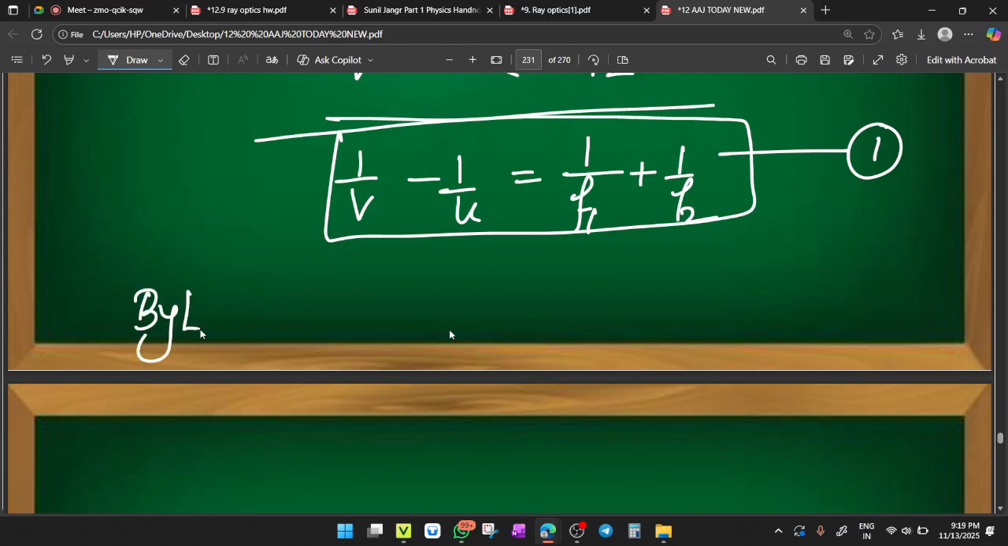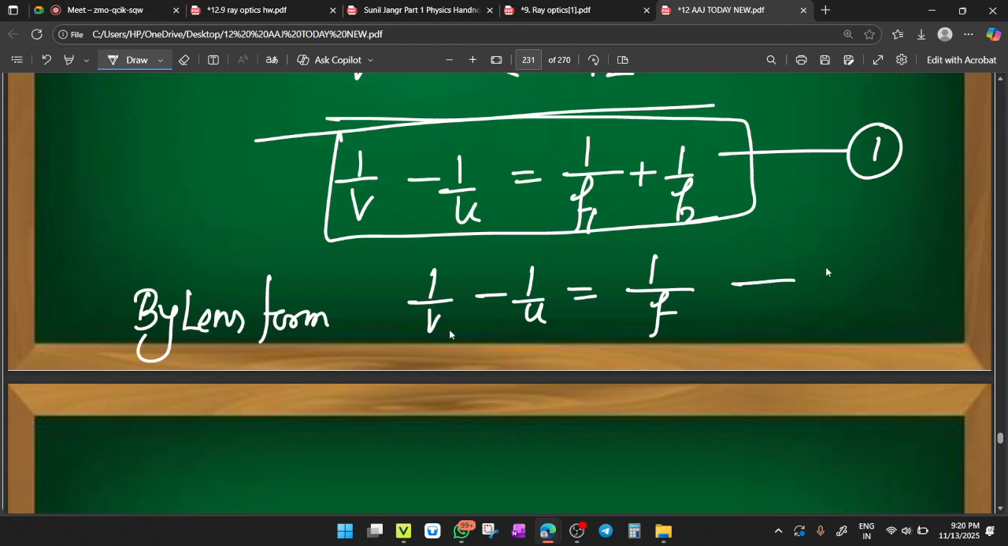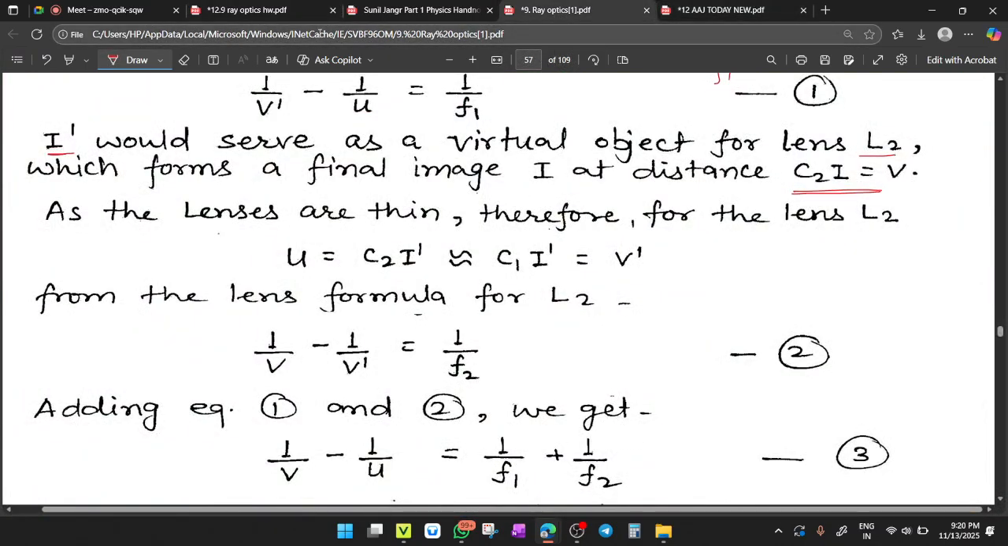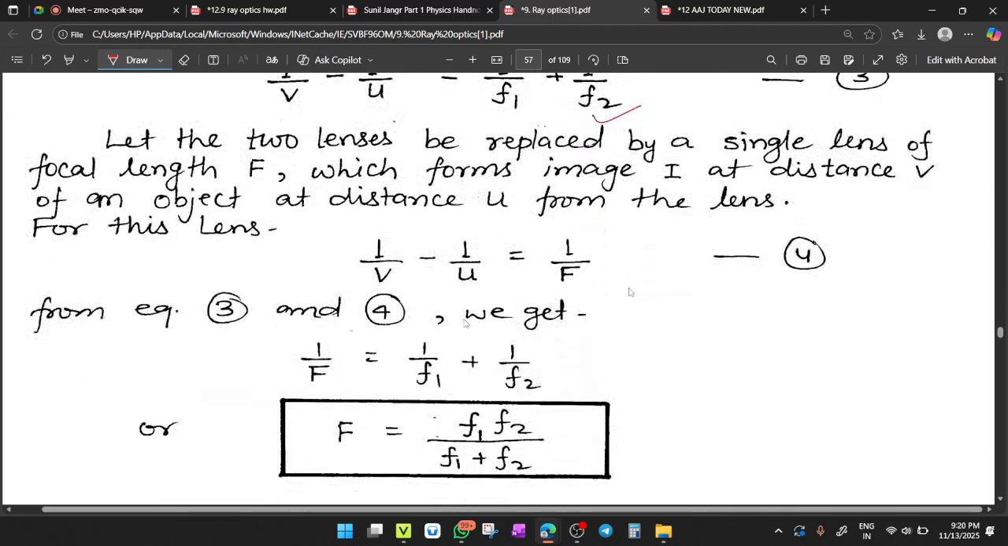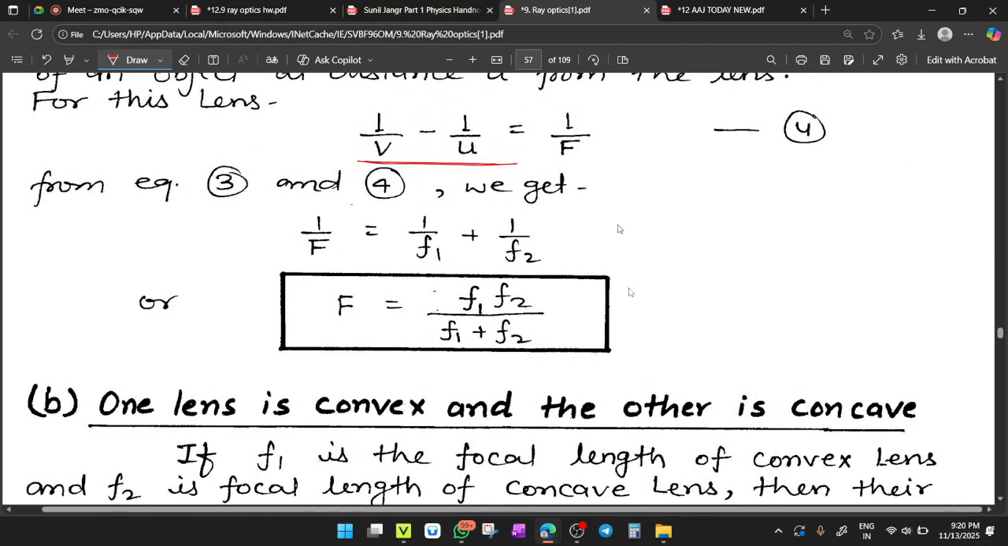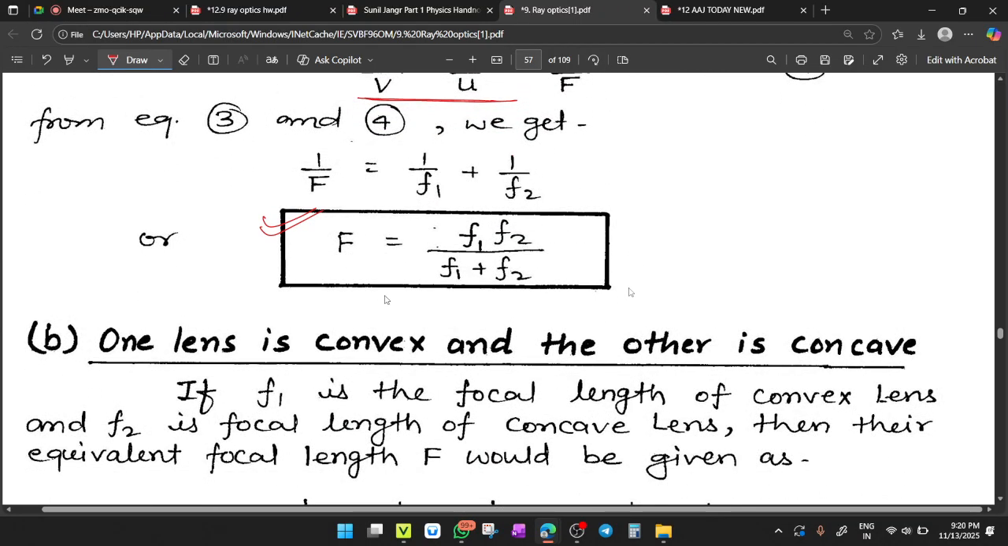Now by the lens formula, you have 1 upon V minus 1 upon U equals 1 upon F. So by comparing the right hand side of both the equations, you will have the final relation 1 upon F equals 1 upon F1 plus 1 upon F2. Clear? So by adding you get this equation, and by comparing it with equation number 3, you get finally 1 upon F equals 1 upon F1 plus 1 upon F2. If you solve this, like in the resistance parallel combination, F equals F1 F2 upon F1 plus F2.